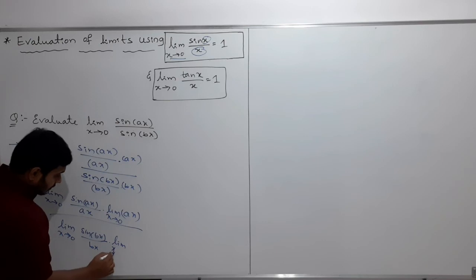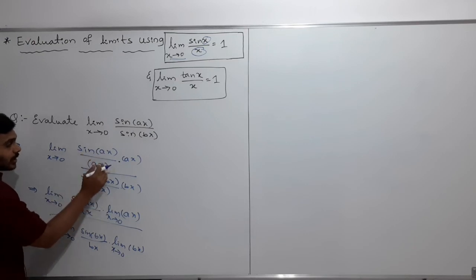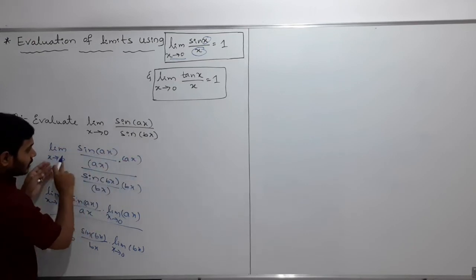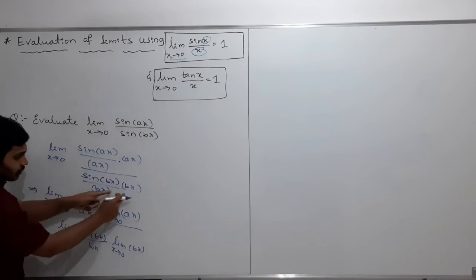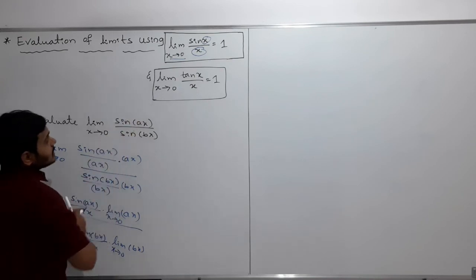I am applying the limit to the numerator and denominator. In the numerator we have one part and another part: limit of this part into limit of this part. Again in the denominator also, limit of this part into limit of this part. Clear? And now, my dear students, if you apply the result here, what is the result we have?